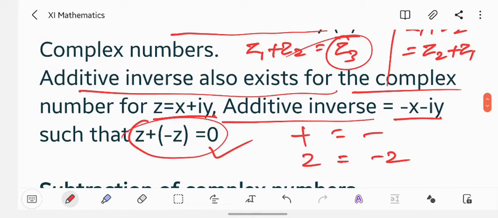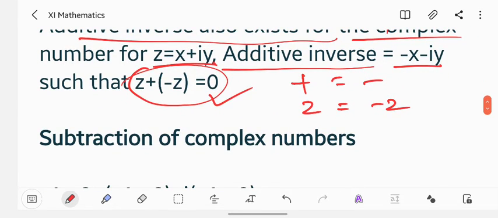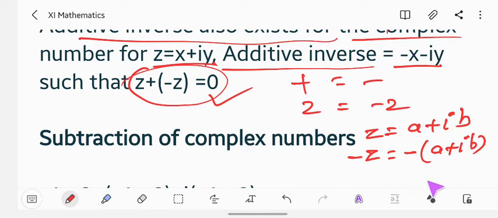In case of additive inverse, suppose I'm writing z equals a plus ib. So what is the inverse of z? Minus z. So it will be minus of a plus ib. So the result is minus a minus ib. Okay, this is like minus x minus iy.